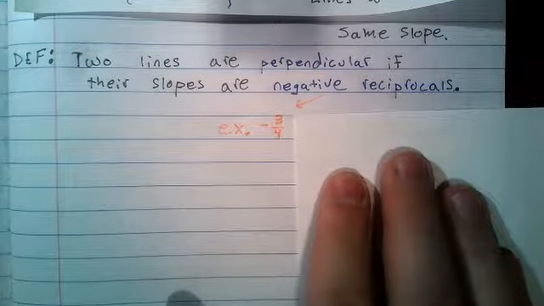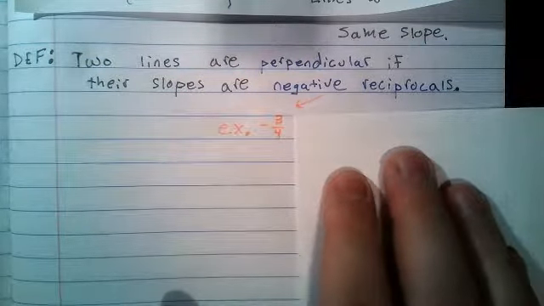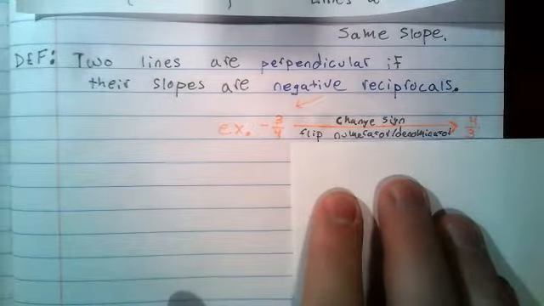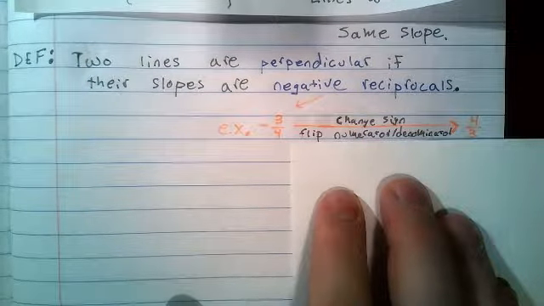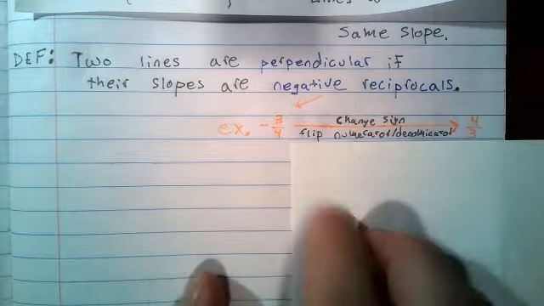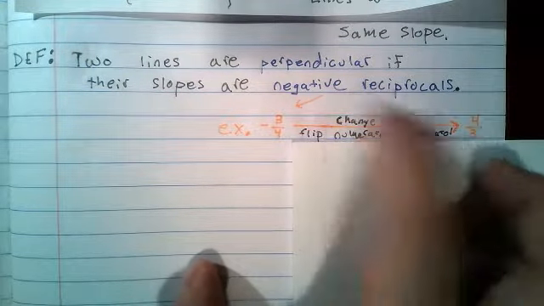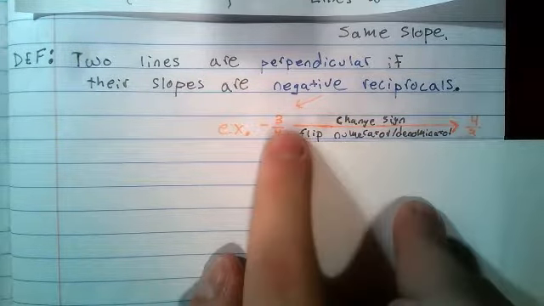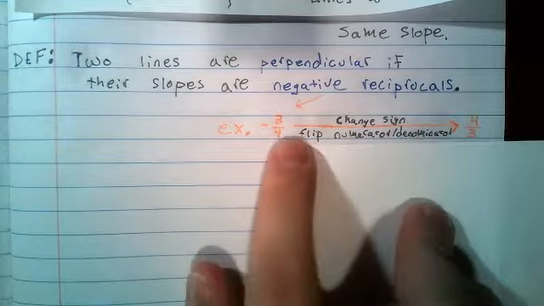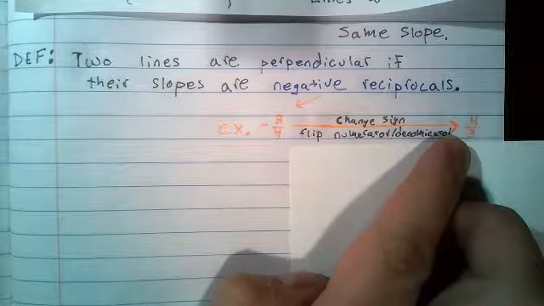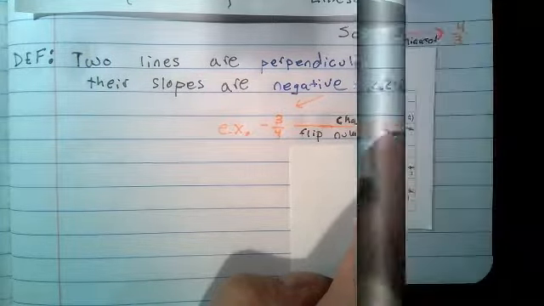If you have negative 3/4 and you're trying to find the negative reciprocal of that, we're going to change the sign and flip the numerator and the denominator. So it becomes a positive 4/3. You see how one's negative, one's positive. If this was positive, then this would be negative, because we changed the sign. But these are negative reciprocals. And if we got these two as slopes, if one slope was negative 3/4 and the other was positive 4/3, then those two lines would be perpendicular to each other.